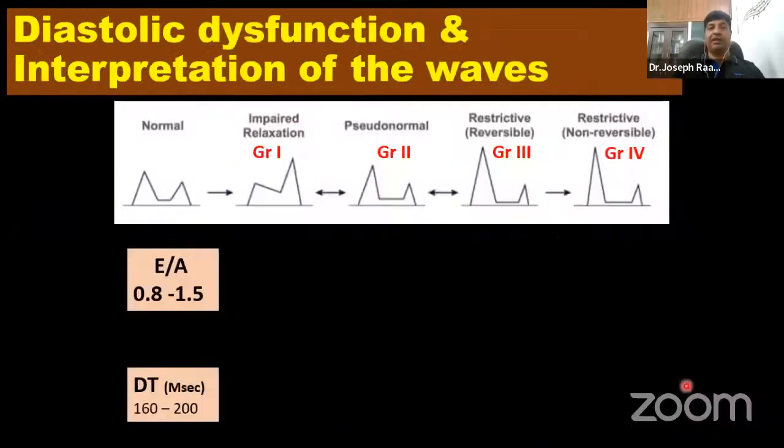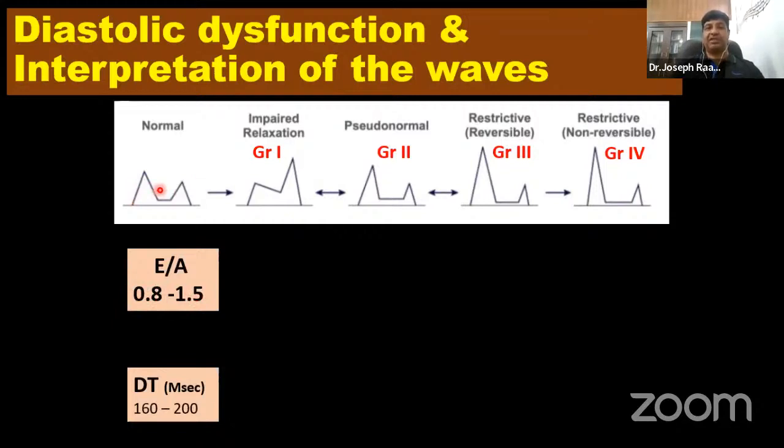Okay, how are we going to interpret? If you see the comprehensive echo report sent by the cardiologist, you see grade 1 diastolic dysfunction or grade 2 diastolic dysfunction. What exactly is the meaning of grade 1 and grade 2? We have seen how these two waves are formed by the mitral inflow pattern. Normal is always E taller than A, so the ratio will always be between 0.8 and 1.5.